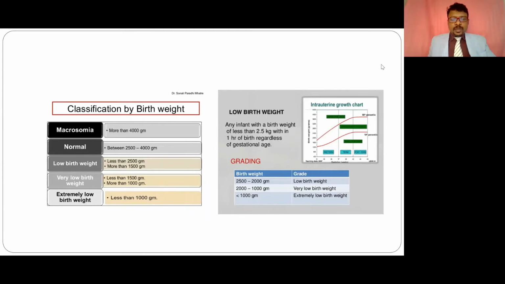If you see the classification we just did: extremely low birth weight, very low birth weight, and also low birth weight. So if any baby comes for assessment, we have to consider and categorize according to the weight.